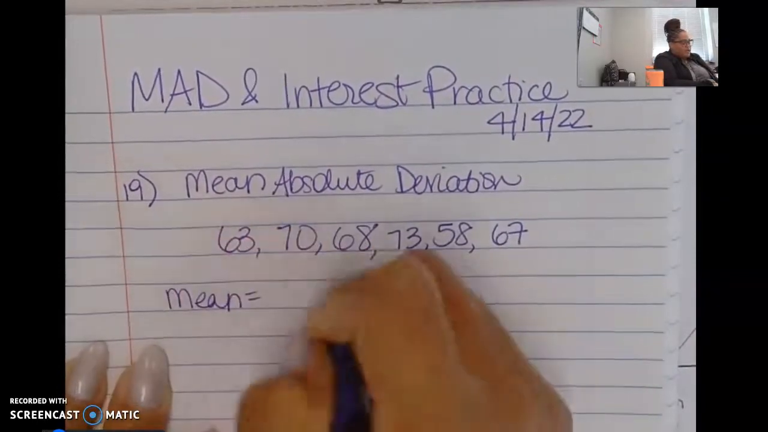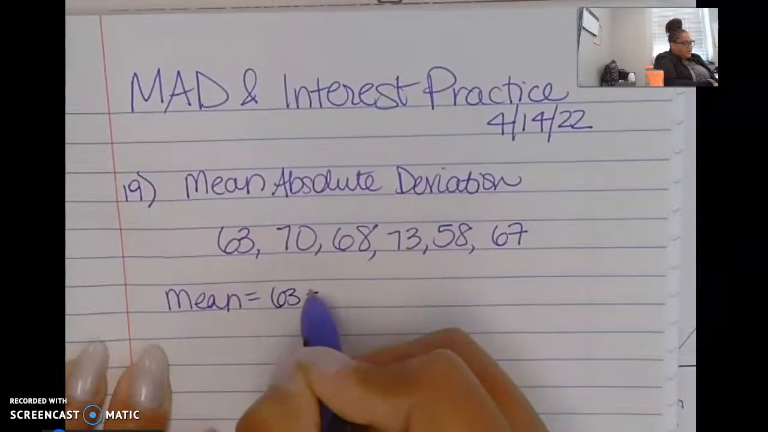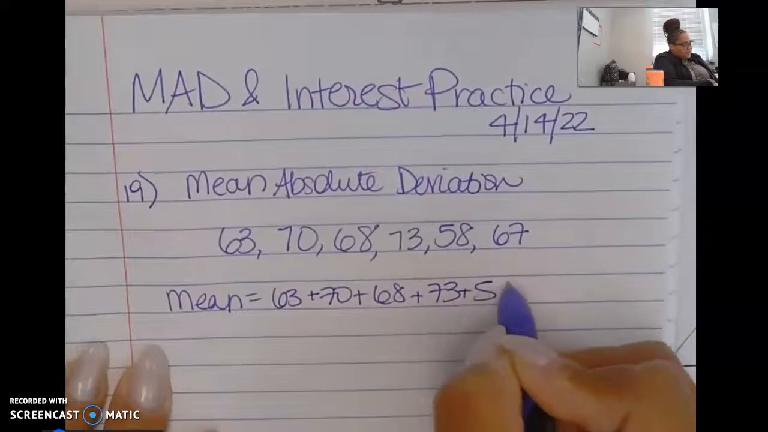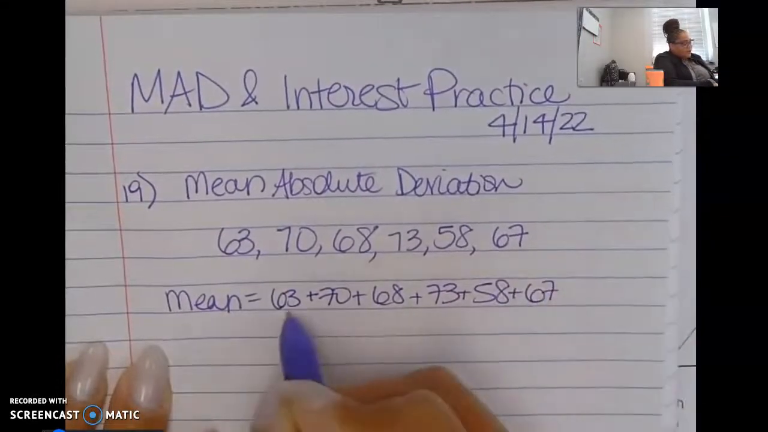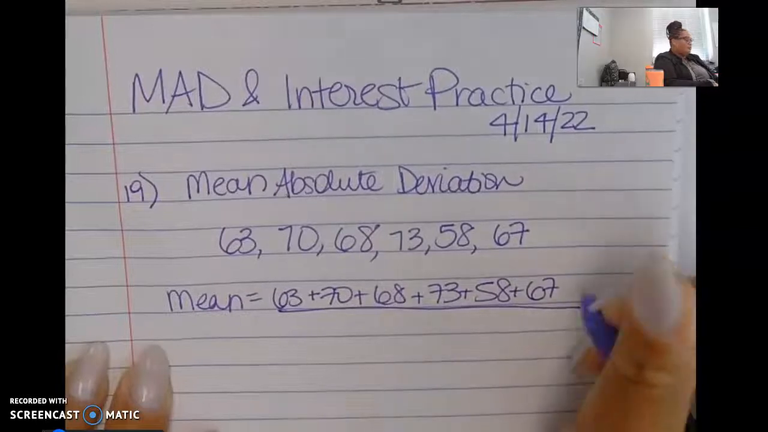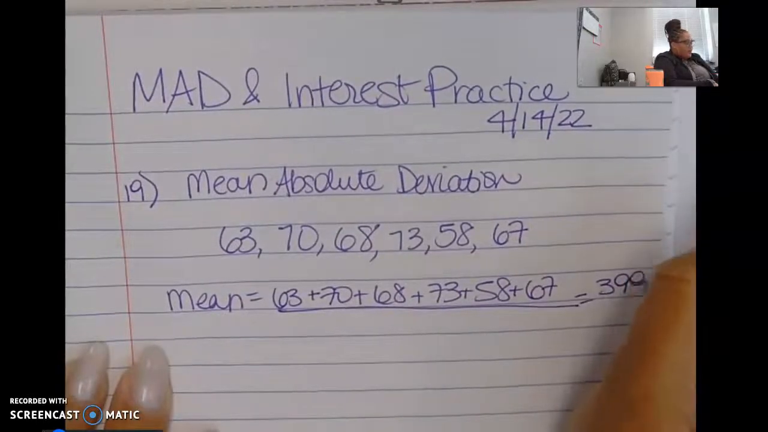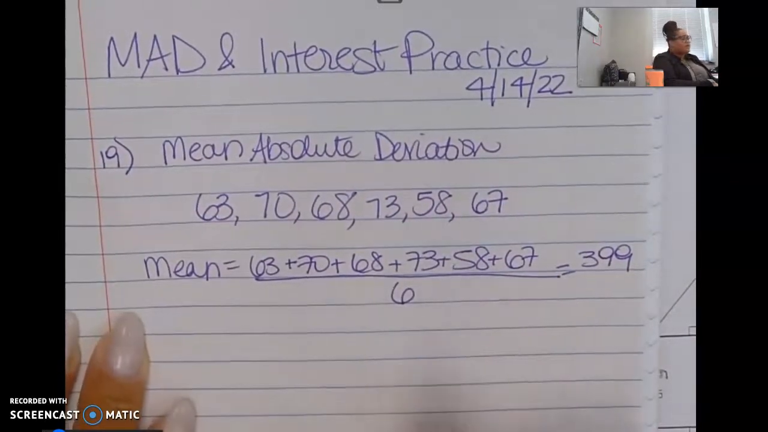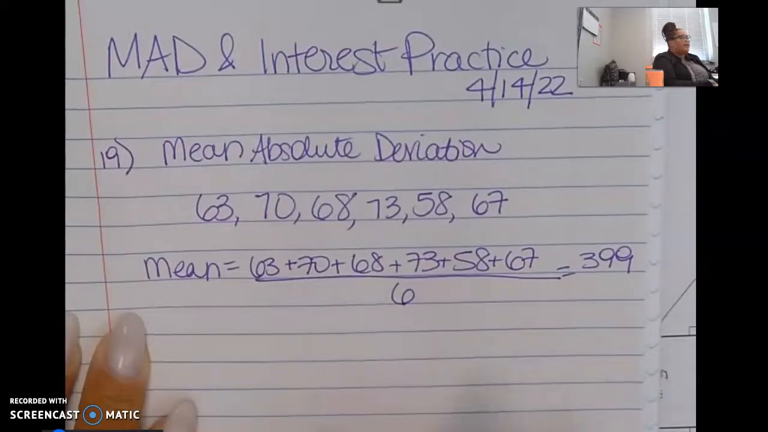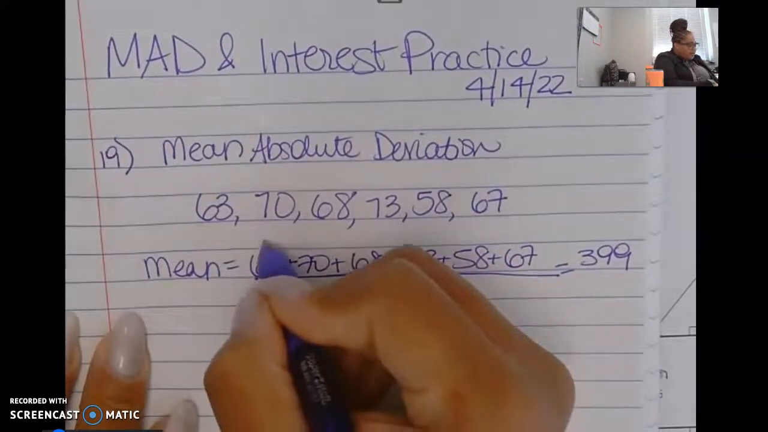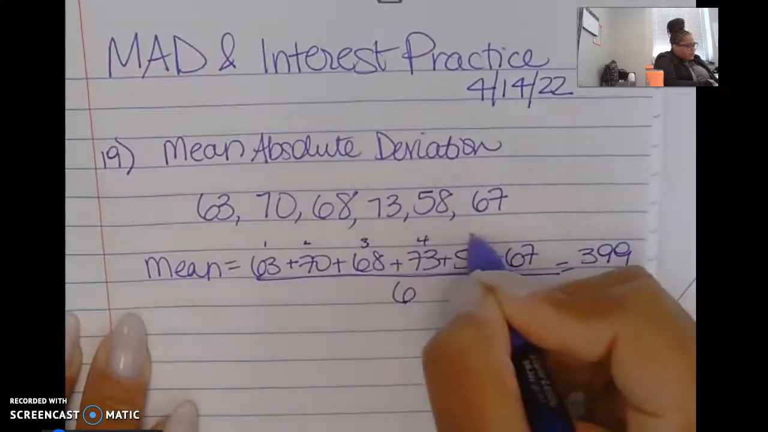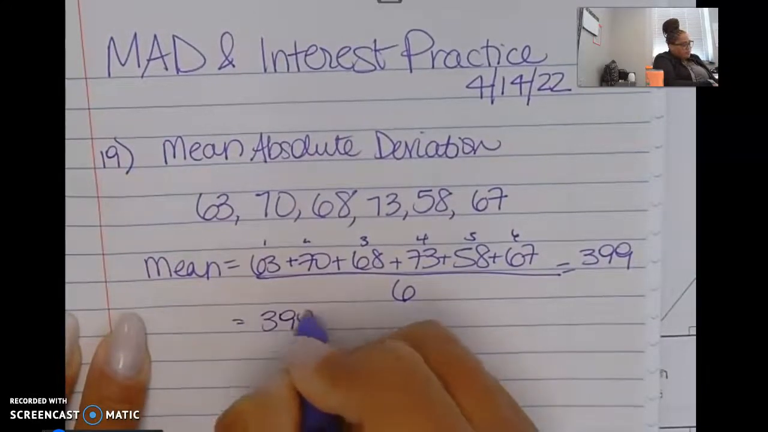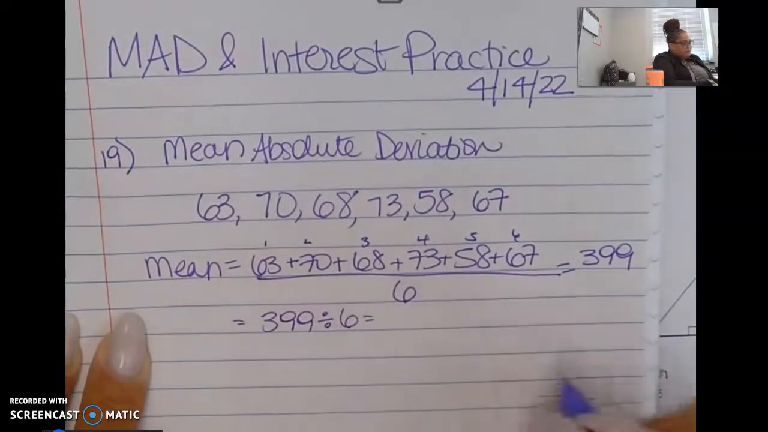So the mean is 63 plus 70 plus 68, 73, 58, 67. Who put that in the calculator? 399. Then divide by what? 6. By 6, because there are 6 numbers. For some odd reason, y'all think we always need to divide by 10. Wrong. We're dividing by the number of numbers. There's 6 of them. So 399 divided by 6 is what?